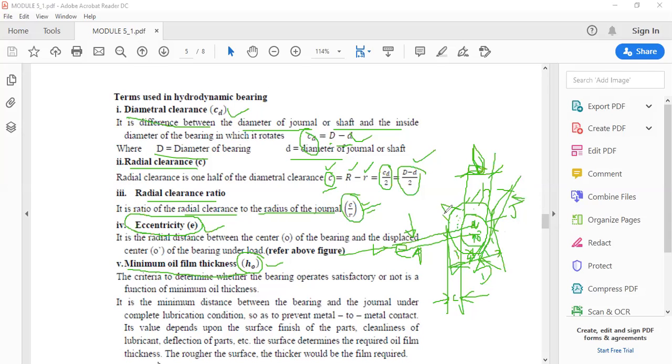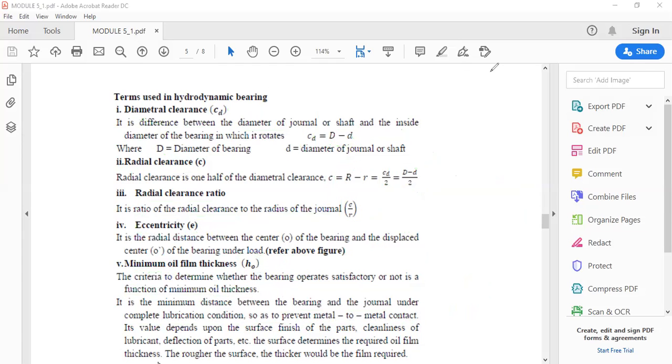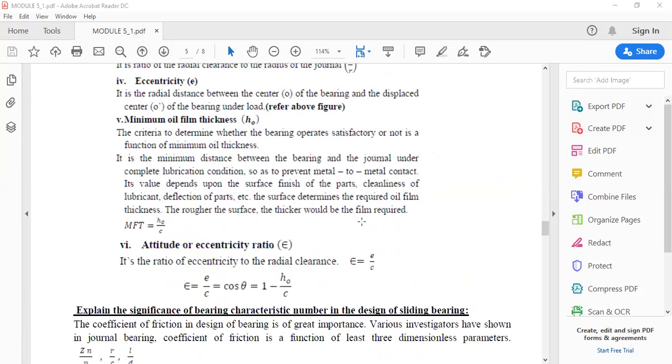So there are two thicknesses that result here. The film thickness is nothing but the layer which results between the shaft and the bearing. This is the criterion to determine whether the bearing operates satisfactorily or not, as a function of minimum oil film thickness. The minimum distance between the bearing and the journal under complete lubrication condition, so as to prevent metal to metal contact, is called the minimum film thickness. So this is another important term. To determine this also, we have to carry out some important steps.